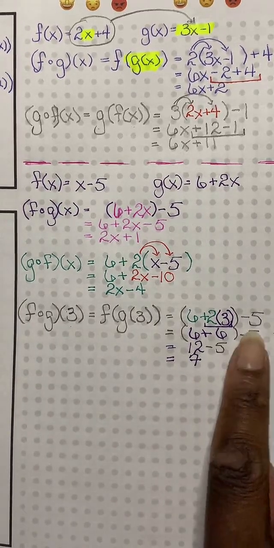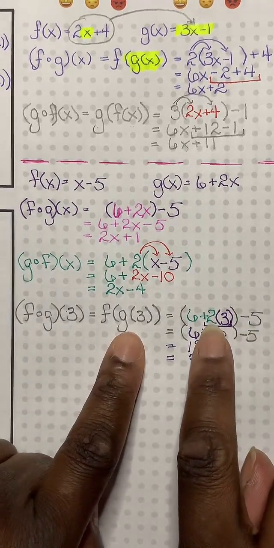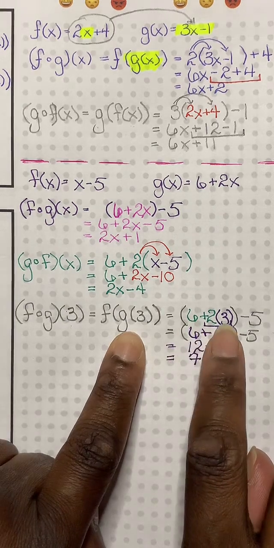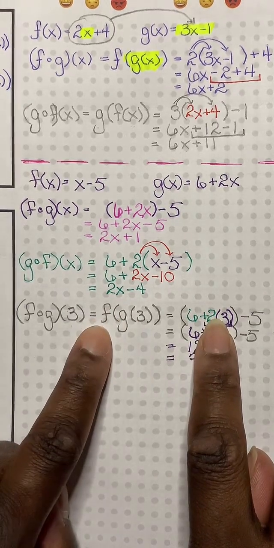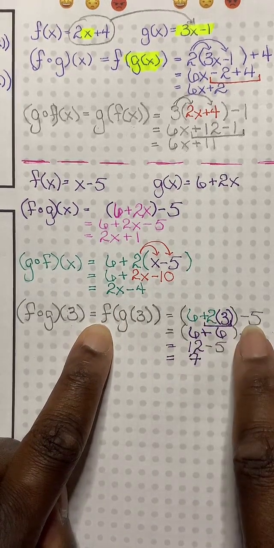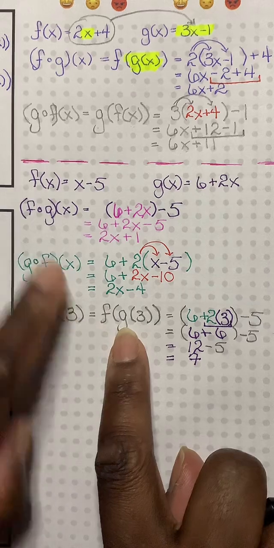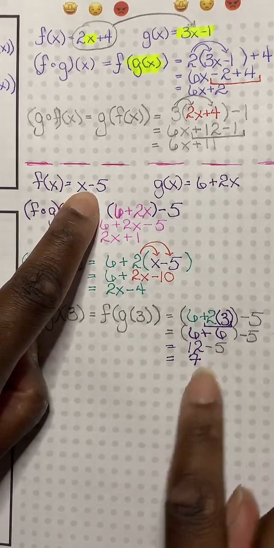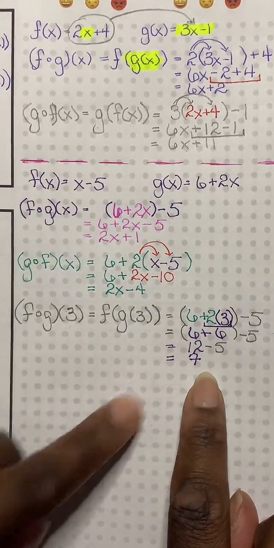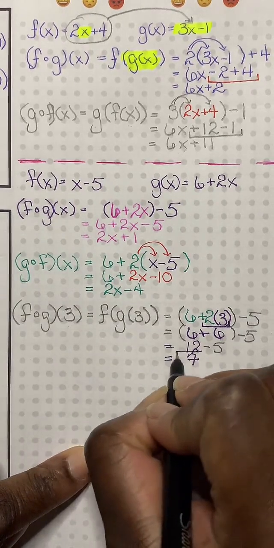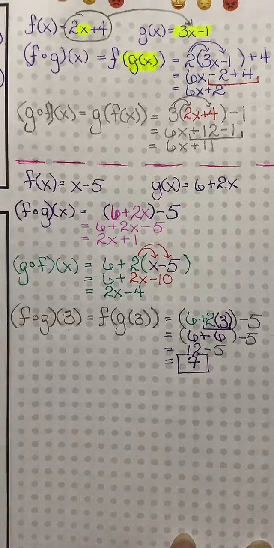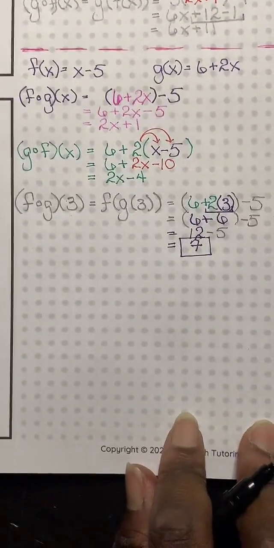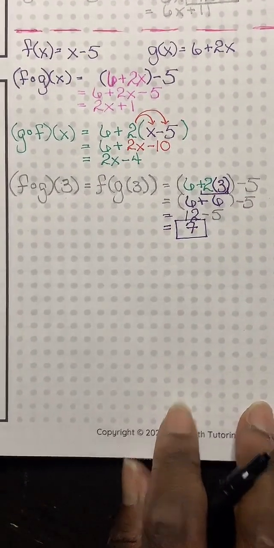Okay, so we took care of the G function, which is inside our parenthesis. We took that answer and put it into the F function. That's where the minus 5 came from, because the F function is x minus 5. So our end result is going to be 7. Okay. Let's try another one.